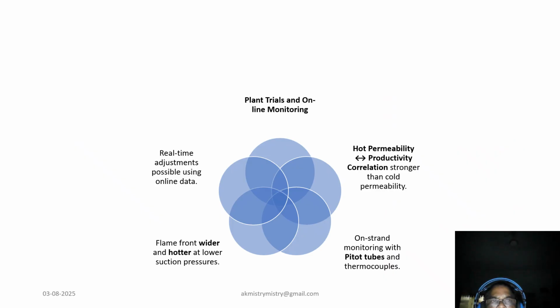To validate the pilot findings, plant trials were conducted at the plant. Gas velocity was measured online using pitot tubes placed below the sinter bed. The results confirm that the post-ignition gas flow, or hot permeability, correlates better with productivity than pre-ignition measurements. Monitoring the flame front online also allows us to dynamically adjust suction pressure and strand speed, improving control and output.